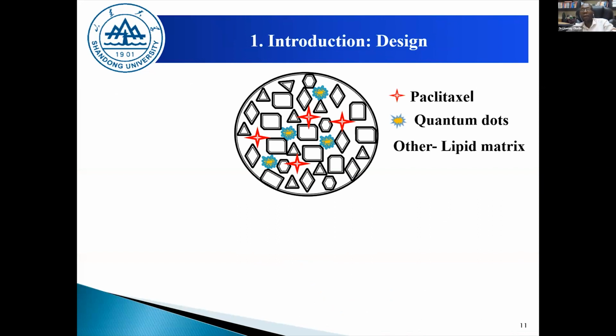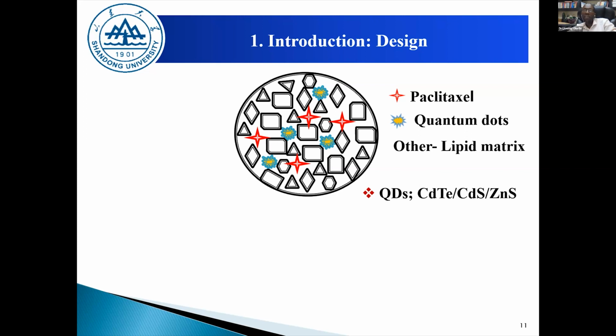Now, the design of the study, or of the formulation. We have PTX, quantum dots, and the lipid matrix. What type of quantum dots did we use? CdTe. They have excellent optical properties. One thing I know about them is that they have bright photoluminescence, and two, they resist photobleaching.